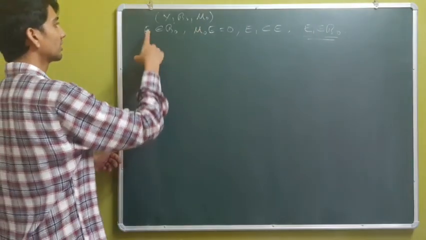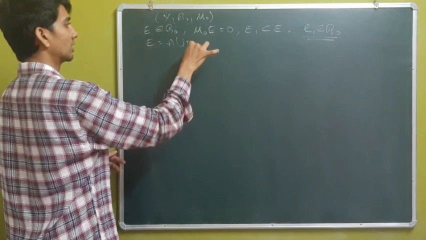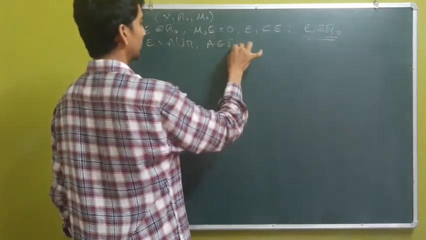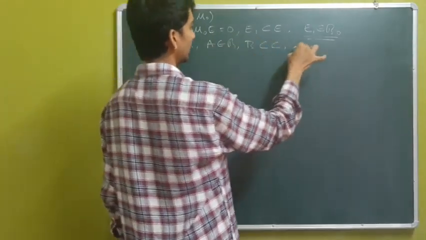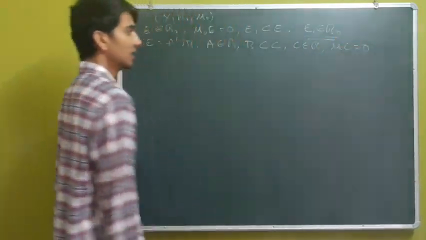So in order to prove that, since E is a member of B0, I can express E to be A union B, where A is coming from B and B is contained in C, along with C in the collection with measure of C to be 0.